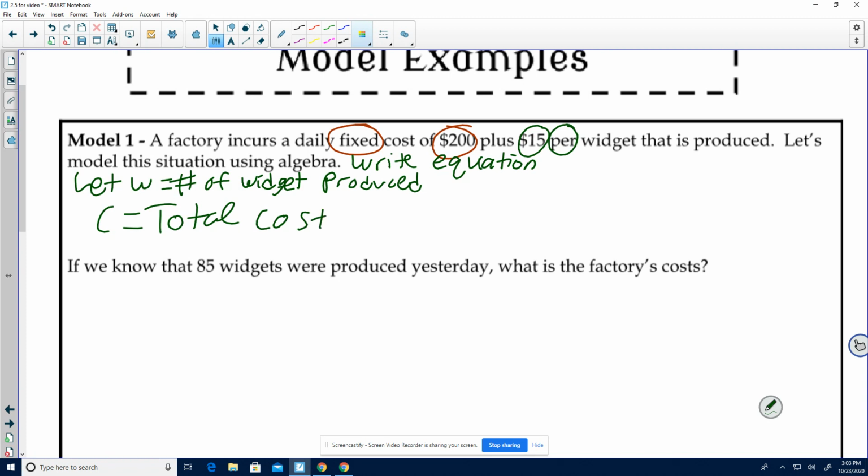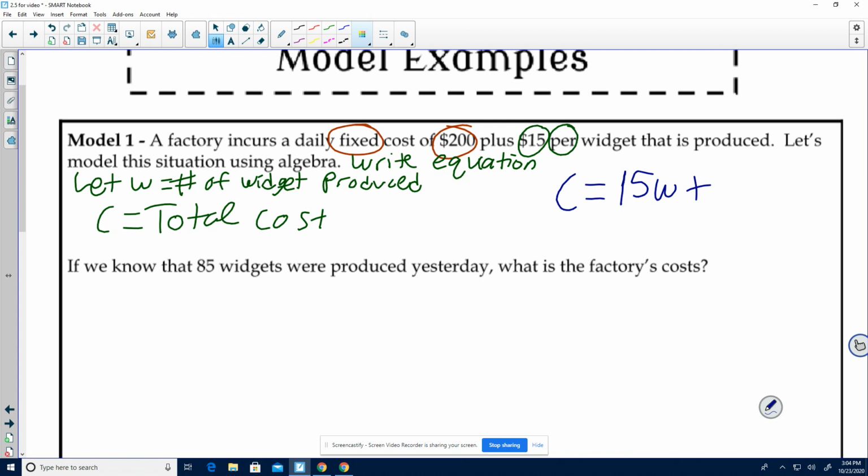So this means that the factory is getting charged, or it's costing the factory $200 no matter what. So that's our initial value. And it's $15 per widget they produce. So if I produce W widgets, our cost is going to be, well, we're going to multiply 15W to get the amount of money that we're charged, or that we spend per widget produced.